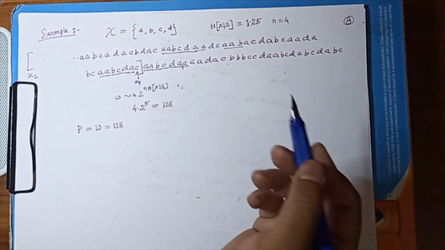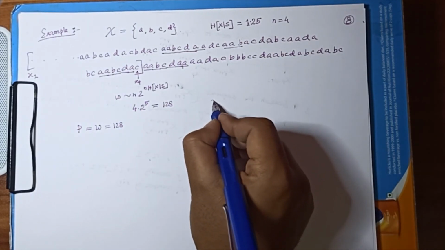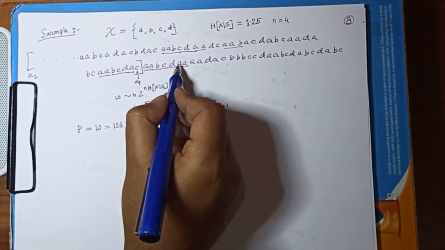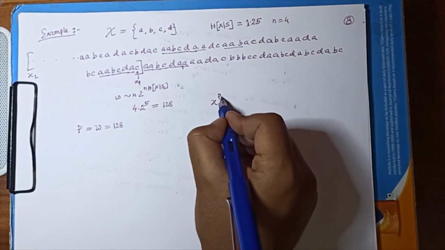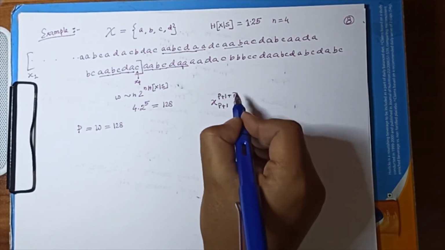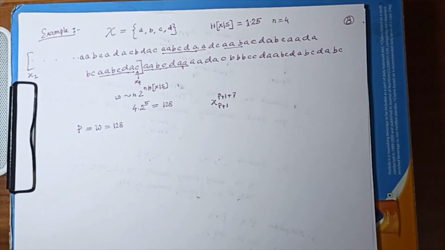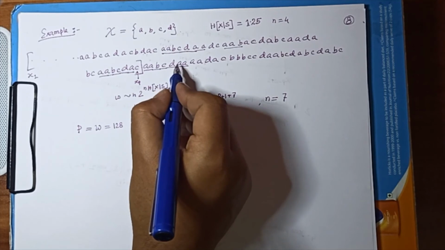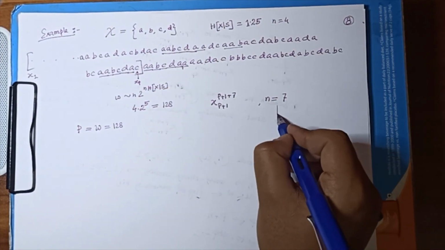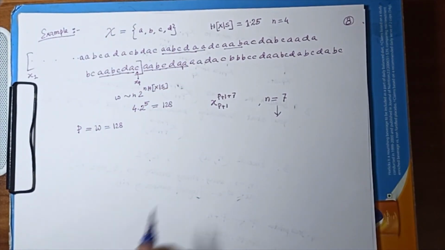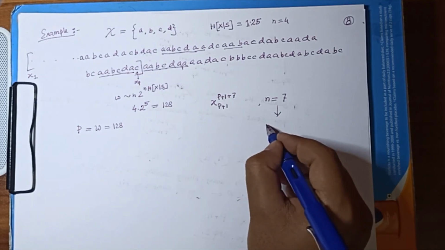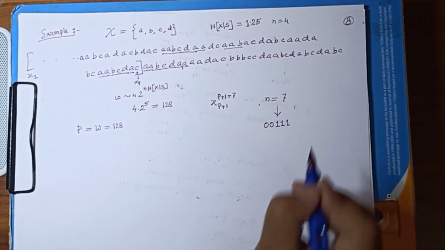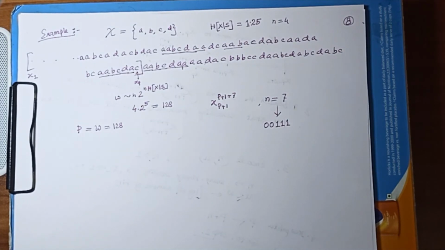So what you are taking is from xp plus 1 to xp plus 7, counting 1, 2, 3, 4, 5, 6, 7. That is the sequence with n equal to 7. So how do you encode n? You will encode n using 0 0 1 1 1, using 5 bits. That is the encoding of n.